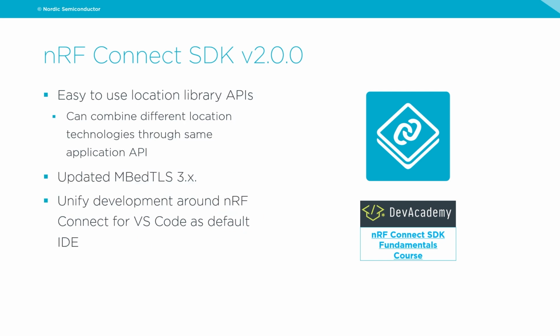We also have easy-to-use location library APIs. So you can combine different location technologies, let's say cell-based location services and GNSS-based, through the same application API. Very useful.